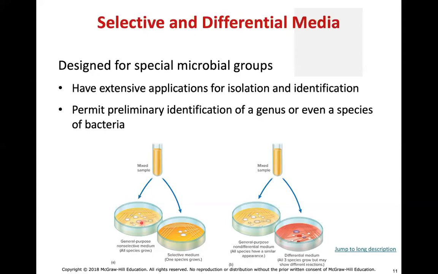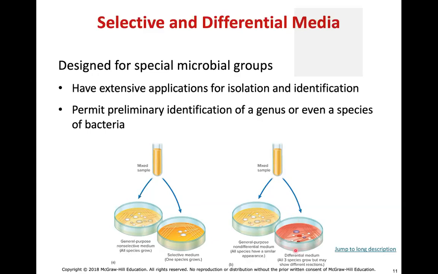The other type of media is differential media. What differential media will do is actually differentiate between different bacteria, for example. So if you look at the example here, this is a general purpose media, a normal growth medium. And we have several different types of bacteria that have been inoculated onto this particular medium. And if you look at them, they all look white.